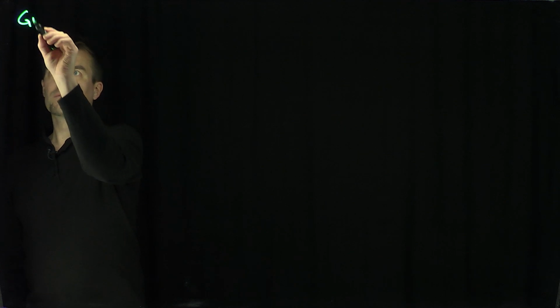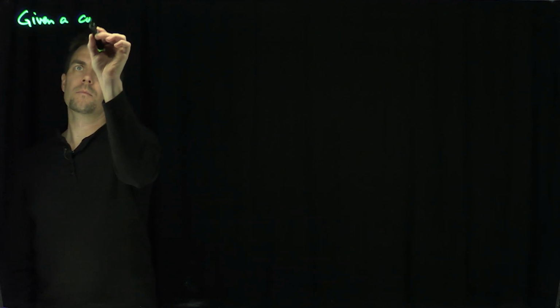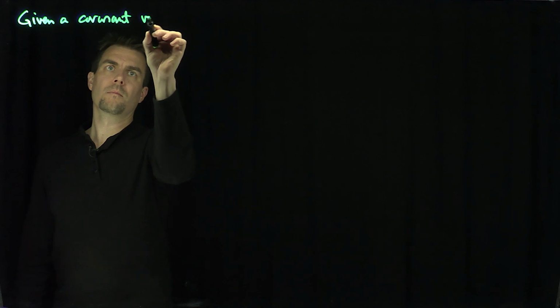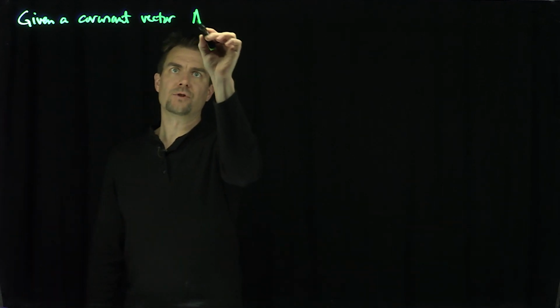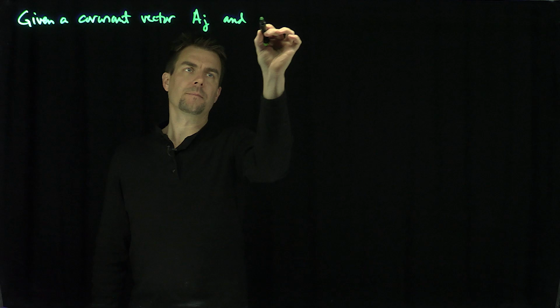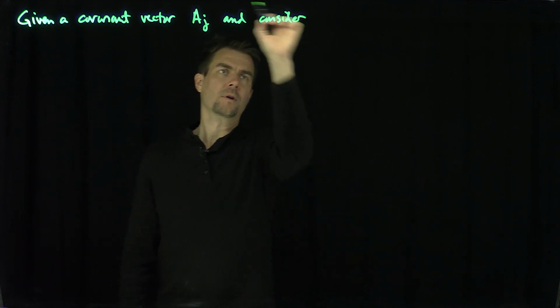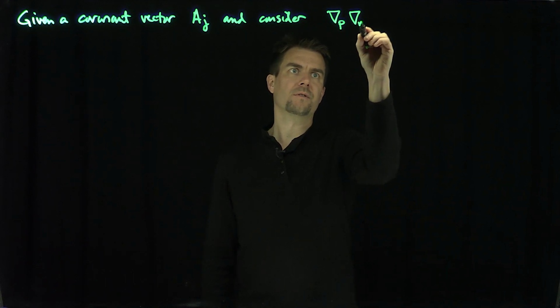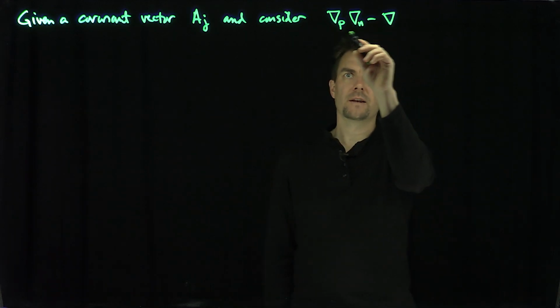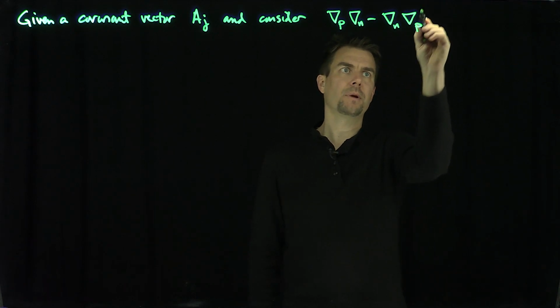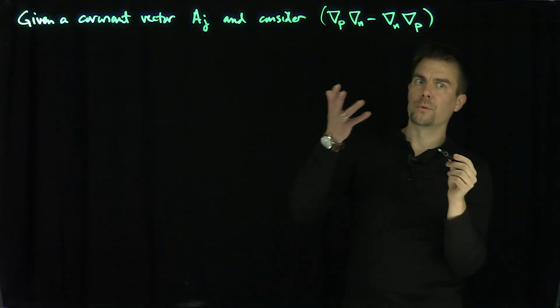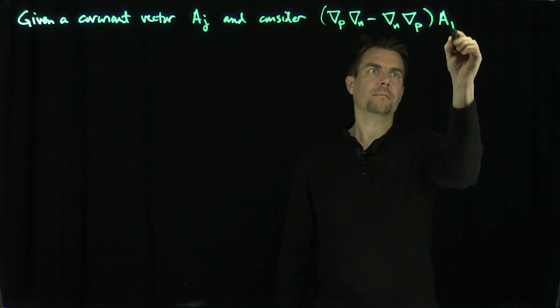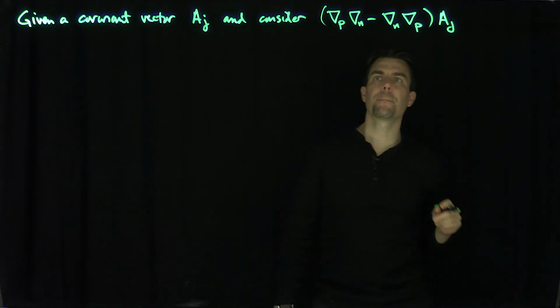Hello students, in this video we'll discuss the Riemann-Christoffel tensor. Let's be given a covariant vector A_J and consider this quantity over here. I'm going to do a covariant derivative in P, a covariant derivative in N, minus a covariant derivative in first N, covariant derivative in P. On a manifold, they don't commute, right, of A_J. And let's see what this quantity gives us over here, okay?